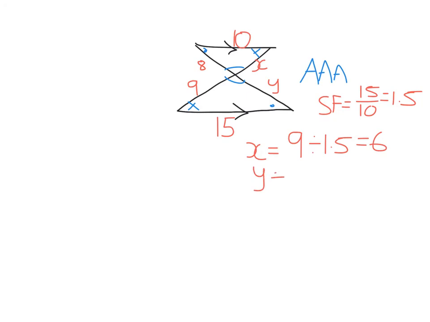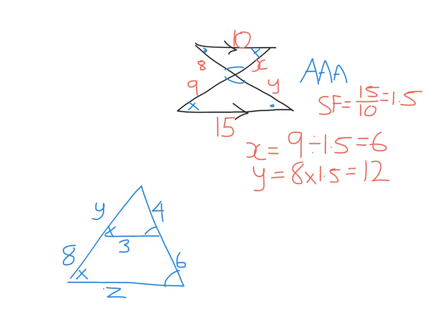Now when finding y, it's in the larger shape. So we take its corresponding side and times by the scale factor. So you times by the scale factor when finding a side in the larger shape and divide by the scale factor when finding a side in the smaller shape.